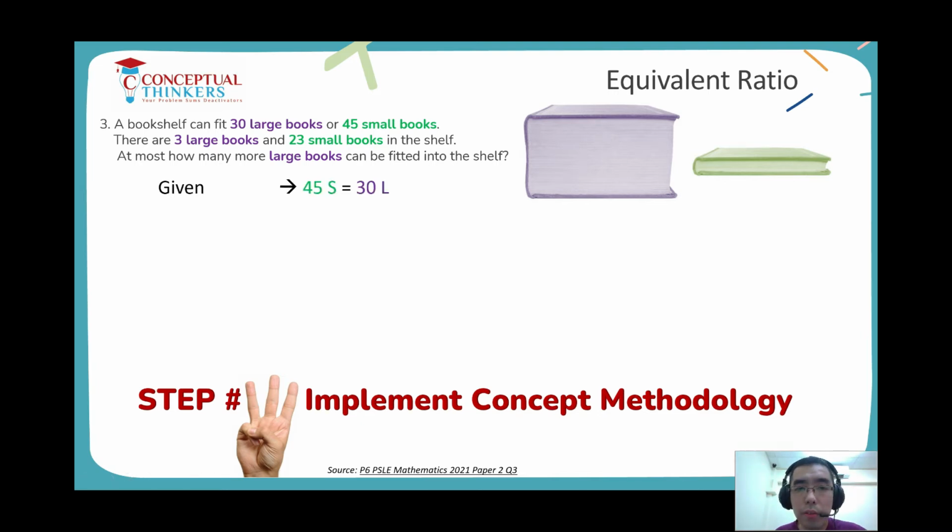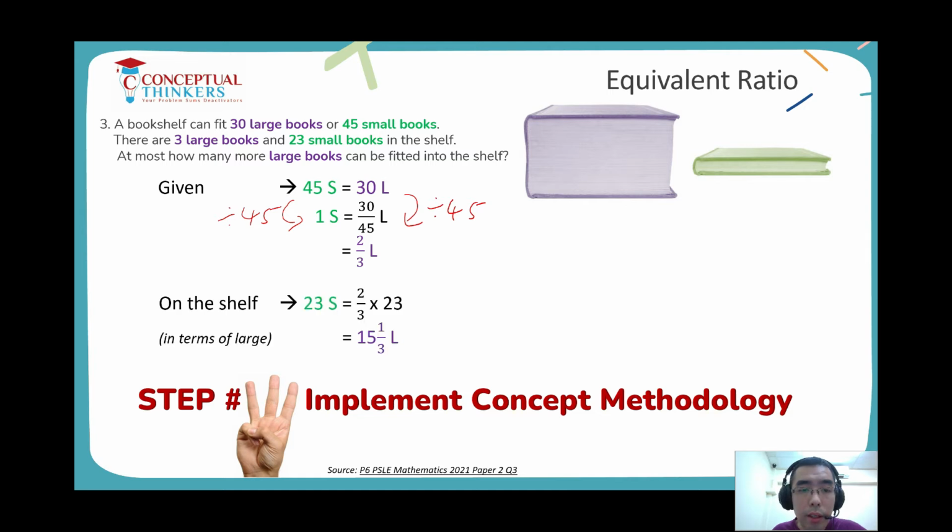Okay, so given that 45 small books is equal to 30 large books, one small book will be equal to 30 over 45. How do I get that? From 45 to become 1, we divide by 45. So we take 30 divided by 45 to get 30 over 45 large book. Then we can simplify and get 2/3 large book. And on the shelf right now, we have 23 small books here. So we take 2/3 times 23, and this will be equivalent to 15 and 1/3 large book.